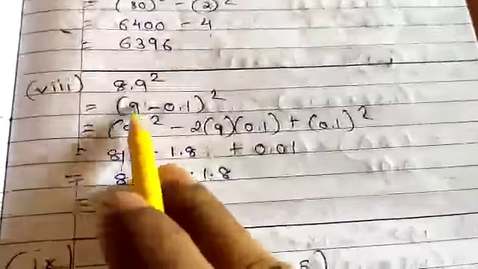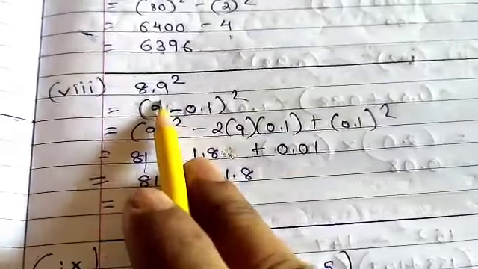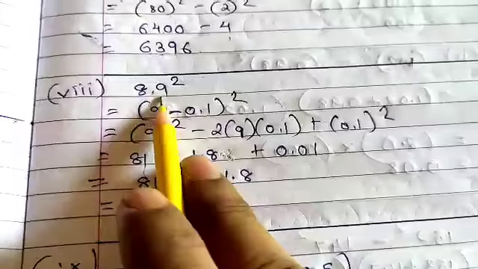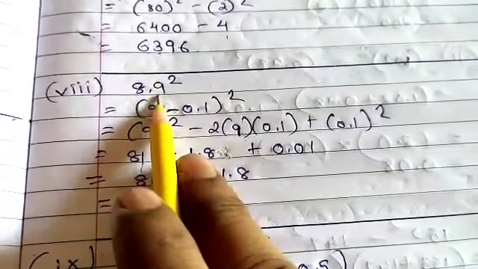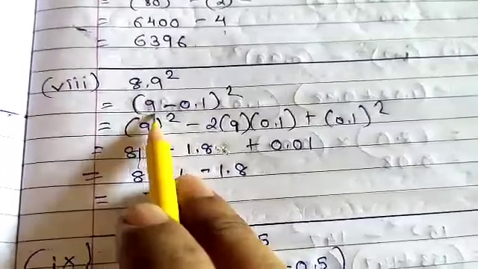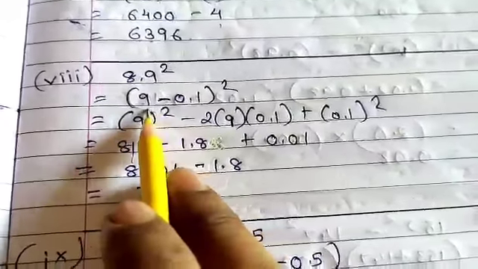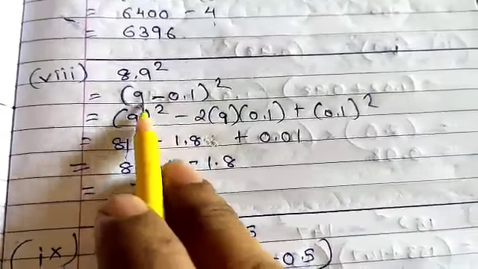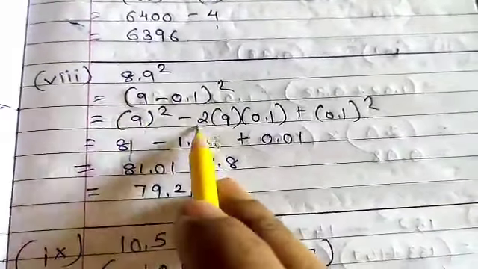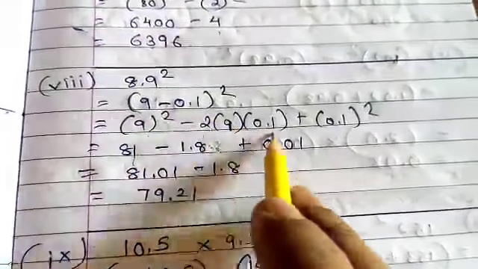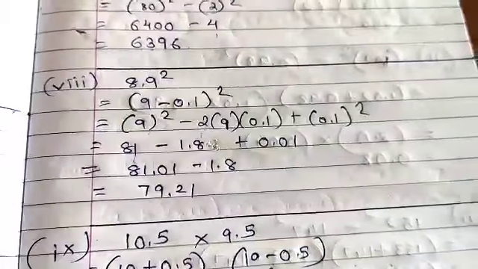Then the next one is 8.9 square. So its nearest to 10 value is 9, so 9 minus 0.1, because here you have to subtract, not add. You can't do 8 plus 0.9, because its nearest value is 9, so 9 minus 0.1. Now apply the identity, that is (a minus b) the whole square equals a square minus 2ab plus b square. So square of 9, that is square of first term, multiply both terms with 2, that is minus 2 into 9 into 0.1 plus 0.1 the whole square.